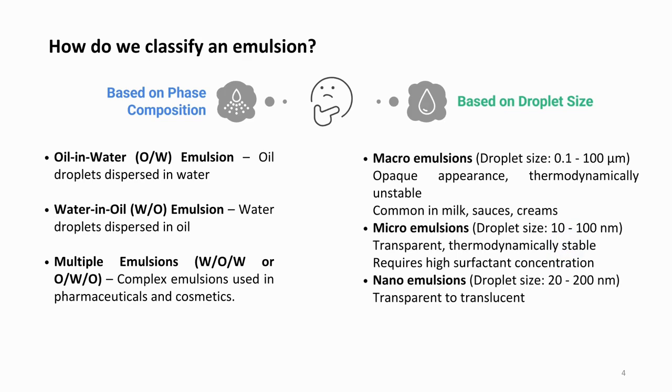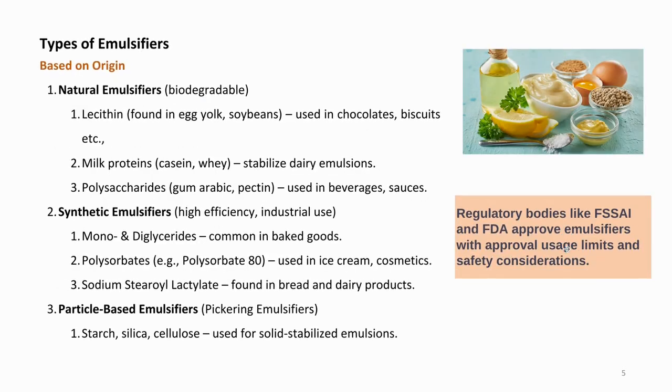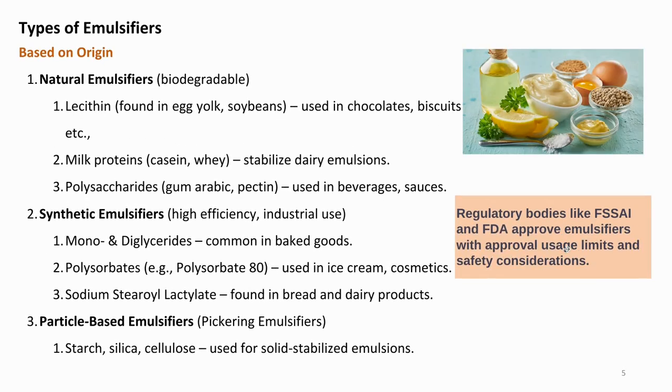On the basis of droplet size, it can be classified into macroemulsions, with a range of 0.1 to 100 micrometer, which have an opaque appearance. Thermodynamically they are unstable, for example common milk, sauces, and creams. Then microemulsions, with droplet size between 10 and 100 nanometer, which are transparent and thermodynamically stable, requiring high surfactant concentration. And lastly, nanoemulsions with a droplet size of 20 to 200 nanometer, which are transparent to translucent. Having said that, we would like to see the types of emulsifiers.